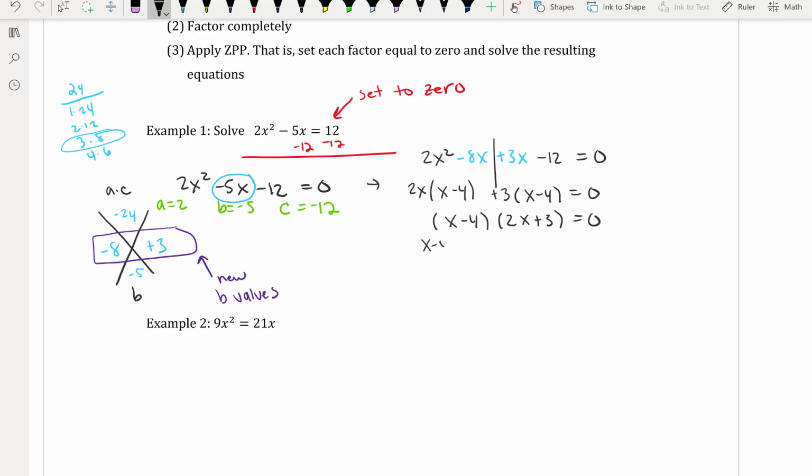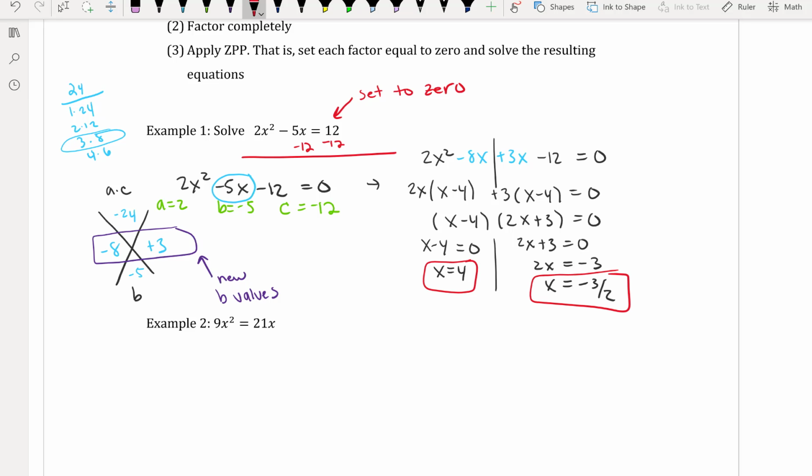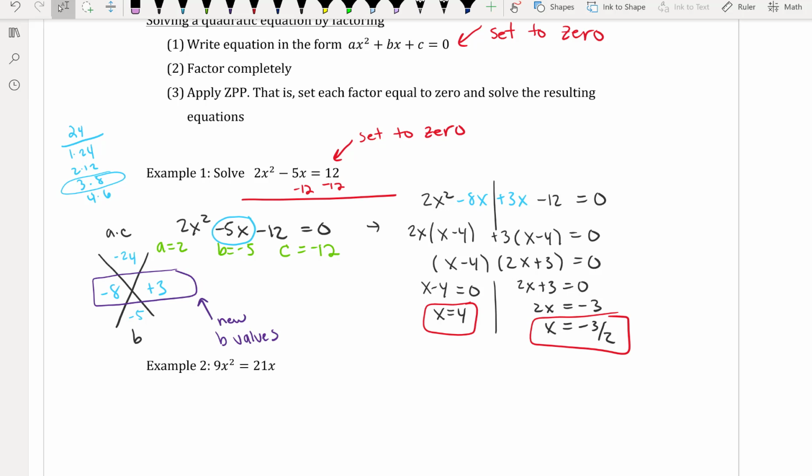So I have x minus 4 is equal to 0, and so x is equal to positive 4. I'm going to have my 2x plus 3 is equal to 0, so 2x is equal to negative 3, so x is equal to negative 3 halves. Now I have my two answers: x is equal to 4 and x is equal to negative 3 halves. The way I was able to do that was to set to 0, factor completely, and then apply the ZPP, the zero product property, okay?